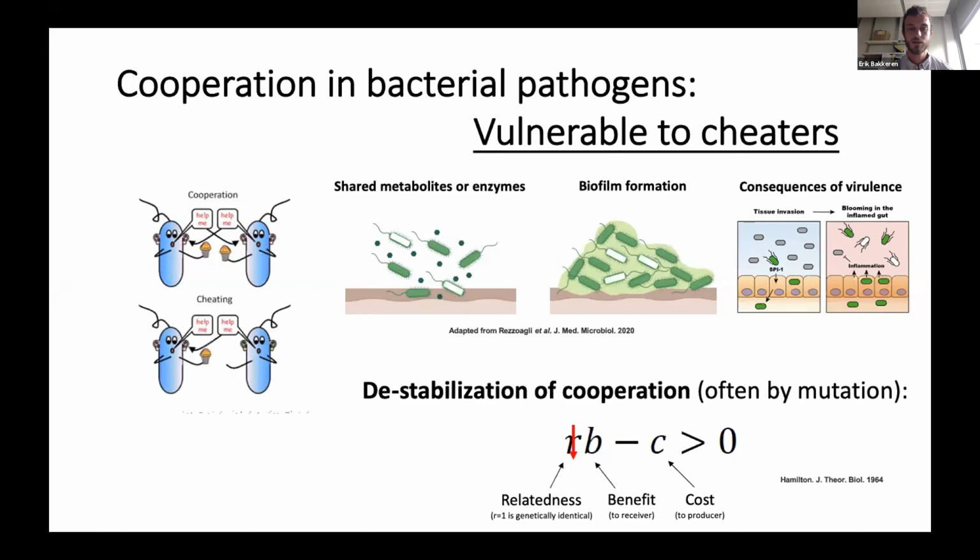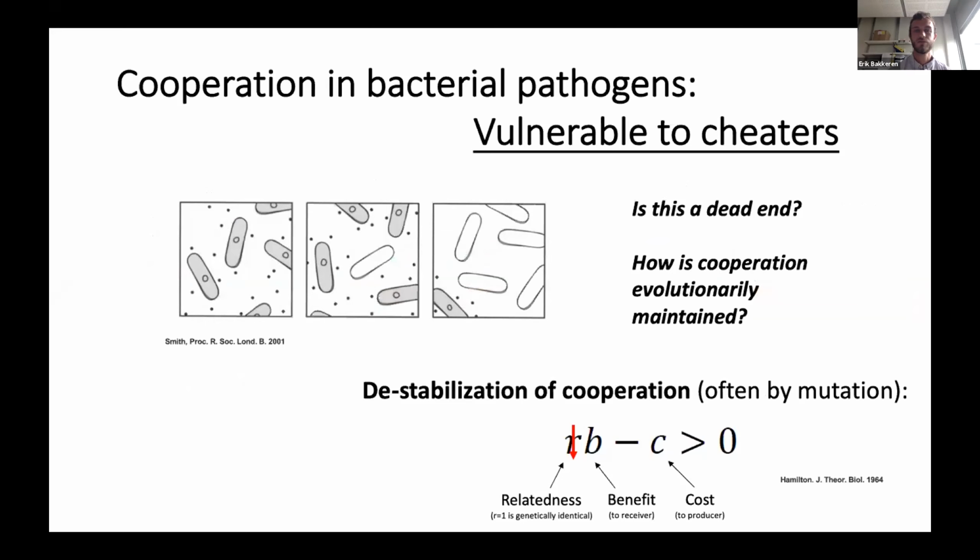Because all of this functions through public good mechanisms and there's a cost associated with this, it's not surprising that you can have mutants that emerge, and this can be interpreted as a decrease in relatedness. They start to outgrow the producing strains because they no longer pay the cost of production. And this happens in all of these examples that I've shown you above.